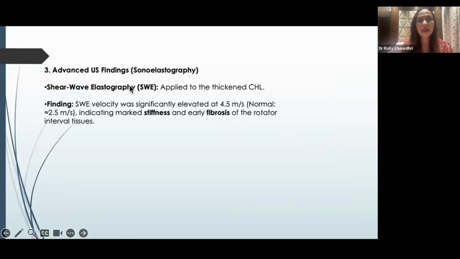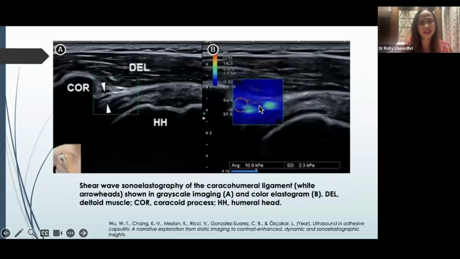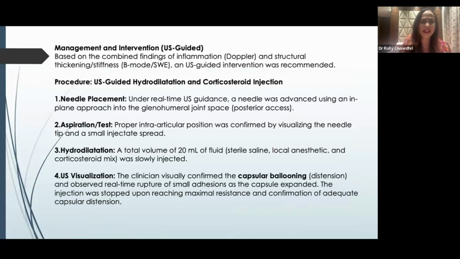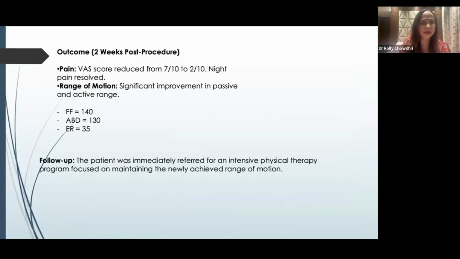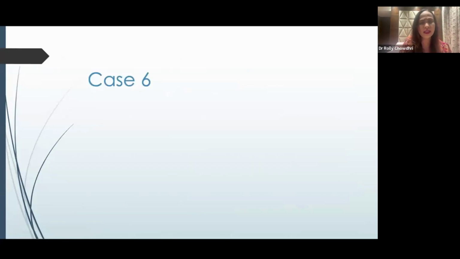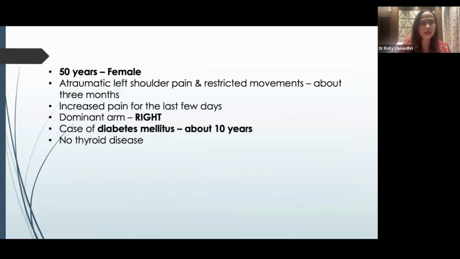Yeah, fast. Okay. So shear wave elastography was also done, which is a new thing. In this patient, we saw a thick and stiff coracohumeral ligament. It's a very new modality and needs to be further worked up. Management procedures were done for this patient and the outcome was good. The pain score was reduced and movements were good. So I will go fast through these cases.